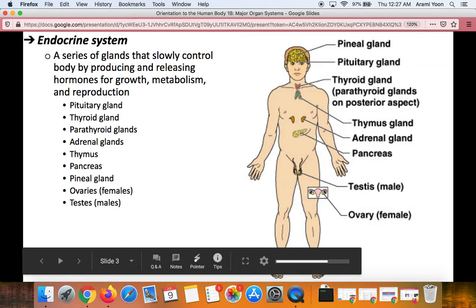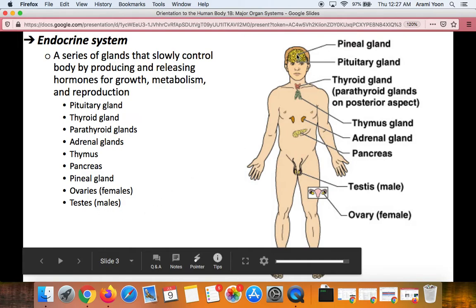Next is the endocrine system, which is a bunch of glands that slowly control the body, more slowly than the nervous system, but it's a regulated control of the body by producing and releasing hormones for growth, metabolism, and reproduction. So in terms of the gross anatomy, here are the major endocrine glands.